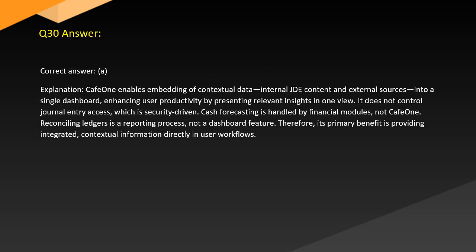Answer. Correct answer: A. Explanation. CAFOAM enables embedding of contextual data, both internal JDE content and external sources, into a single dashboard, enhancing user productivity by presenting relevant insights in one view. It does not control journal entry access, which is security-driven. Cash forecasting is handled by financial modules, not CAFOAM. Reconciling ledgers is a reporting process, not a dashboard feature. Therefore, its primary benefit is providing integrated, contextual information directly in user workflows.